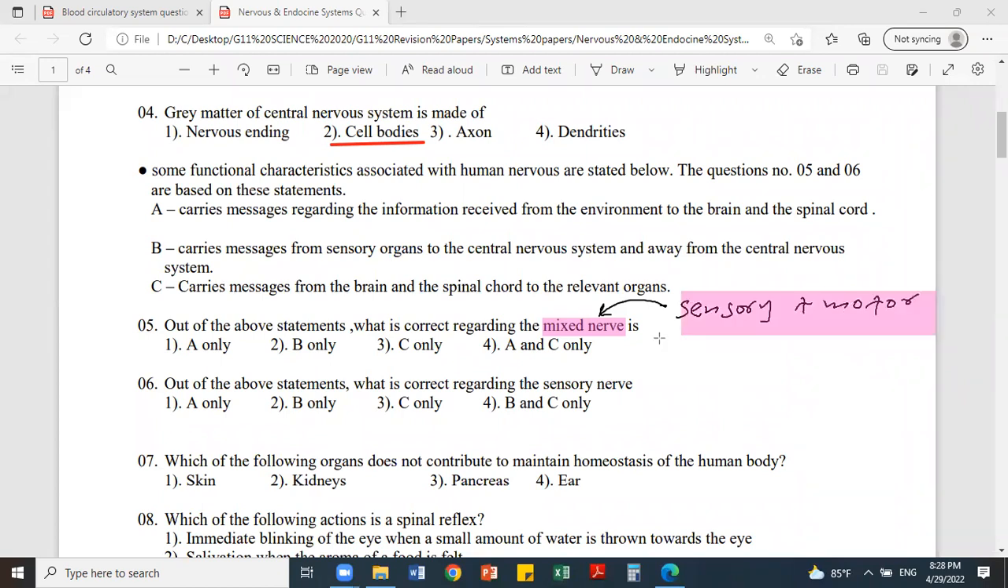Sensory neurons carry impulses towards the spinal cord, the CNS. Motor neurons carry them away from the spinal cord or from the brain. So what is the best statement which explains mixed nerve? Mixed nerve carries impulses from sensory organs toward the central nervous system and away from the central nervous system. So who can give me the answer for the fifth MCQ? Any volunteers? What about the others?